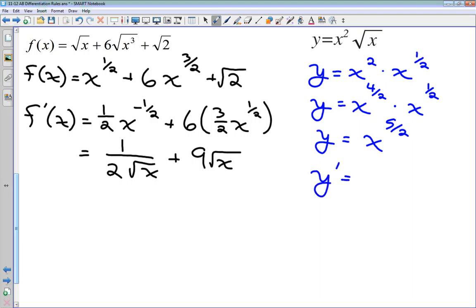Now we can take our derivative. 5 over 2, x to the 3 over 2. Or if I wanted to rewrite this to get rid of that fractional exponent, I could write this as 5 over 2. The 2 in the denominator gives me a square root, and then I can have an x cubed there.